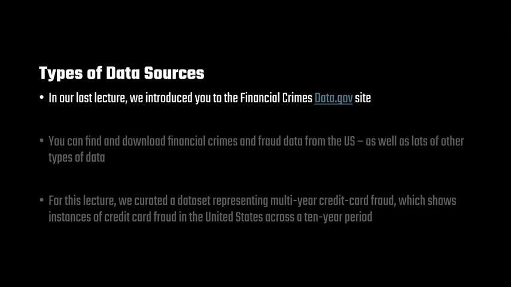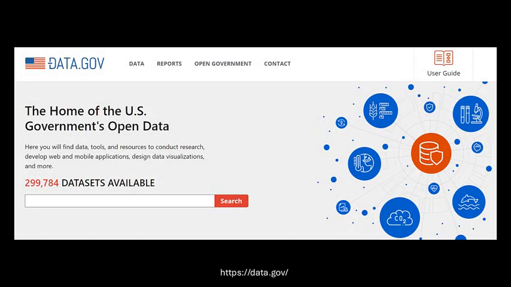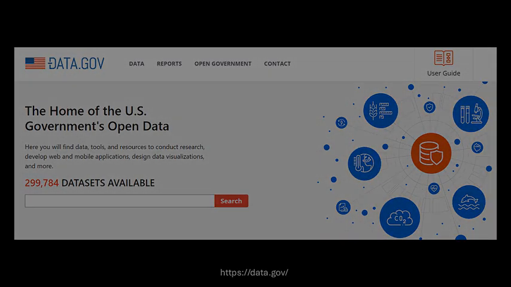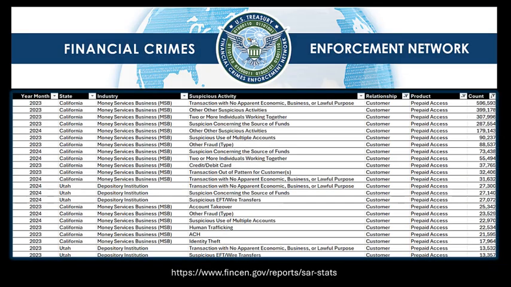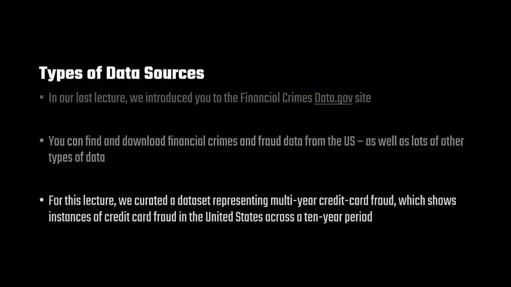In our last newsletter, we introduced you to the financial crimes site that you can find from the data.gov landing page, where you can download financial crimes and fraud data from the US, as well as lots of other types of data. For this lecture, we curated a dataset representing multi-year credit card fraud, which shows instances of credit card fraud in the United States across a 10-year period.